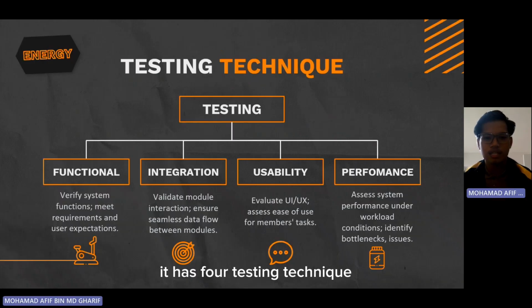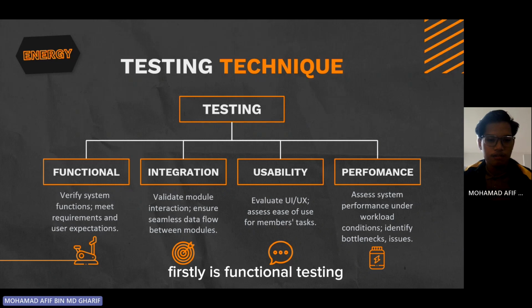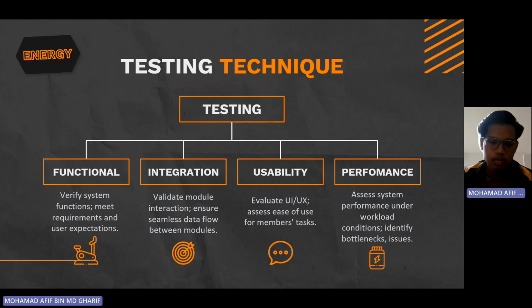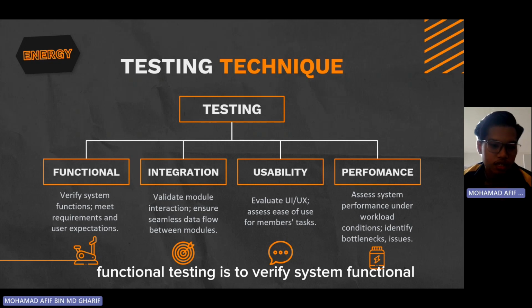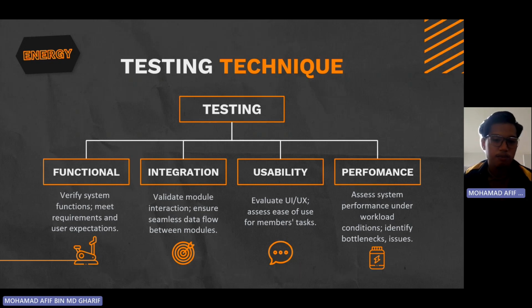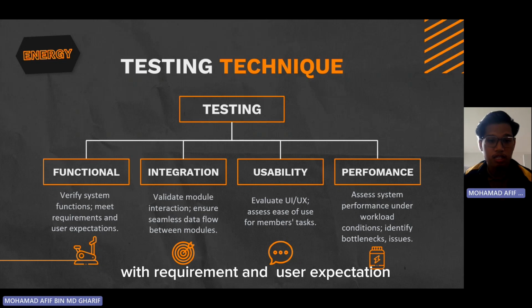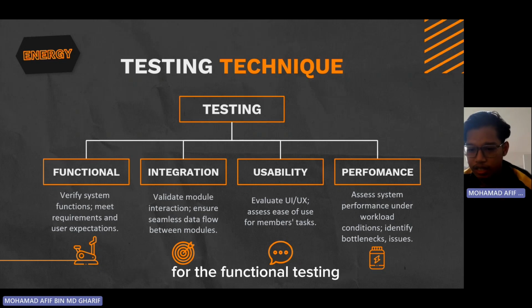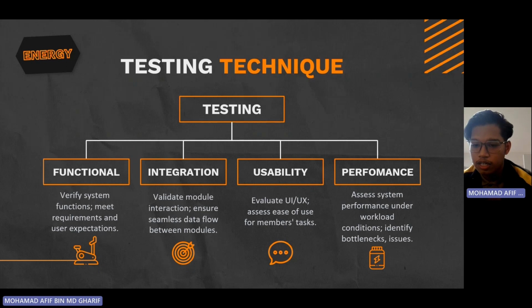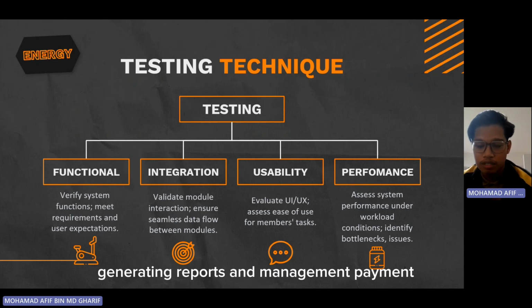It has 4 testing techniques that we use for our system. Firstly is functional testing. Second, integration testing. Third, usability testing. And lastly, performance testing. Functional testing is to verify that system functions meet requirements and user expectations. Functional testing would involve testing features such as member registration, booking facilities, scheduling classes, generating reports, and managing payment.